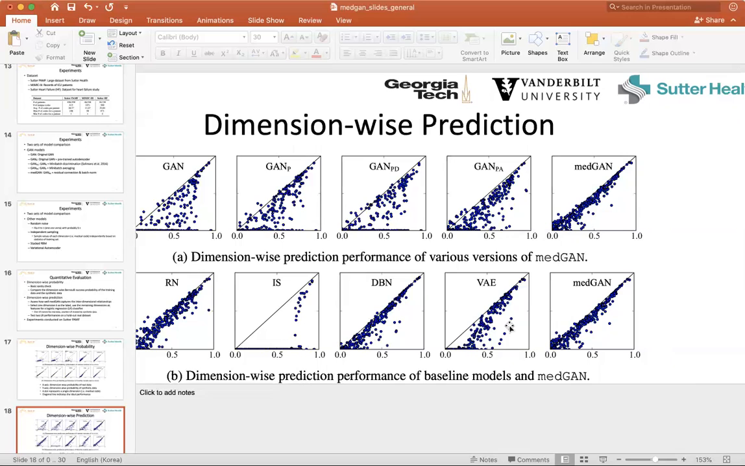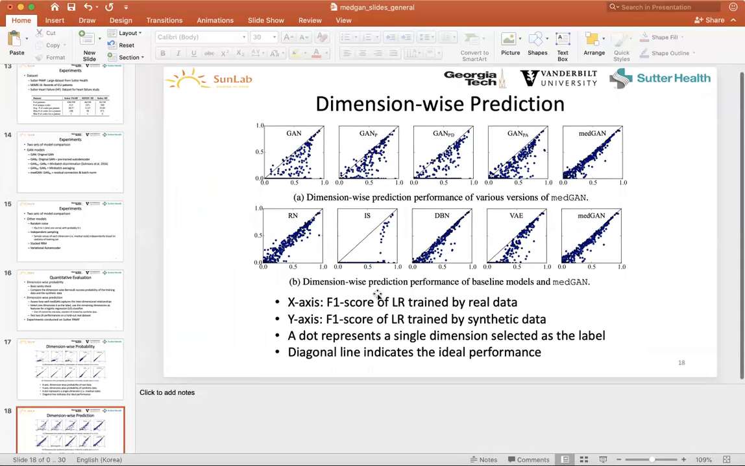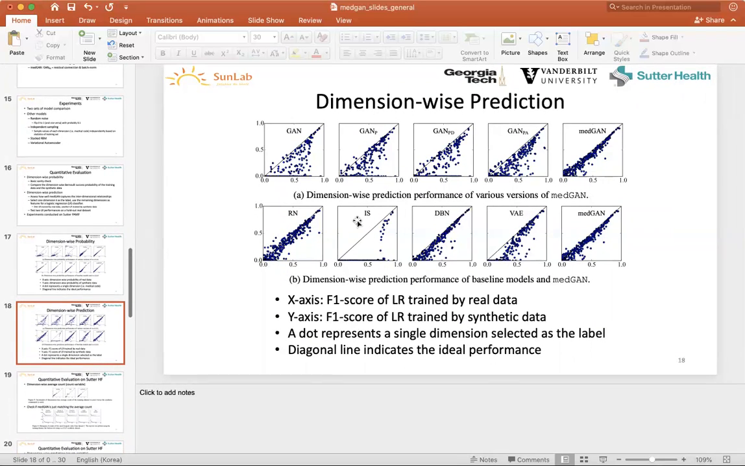VAEs are almost as good as GAN with only the mini batch averaging, or maybe a bit better than that, but clearly not as good as DBNs or MedGANs, right? Okay, so this is the quantitative evaluation for the binary variable.